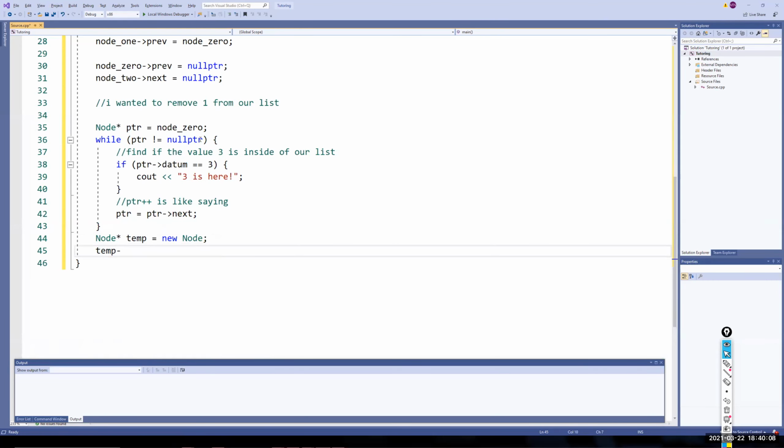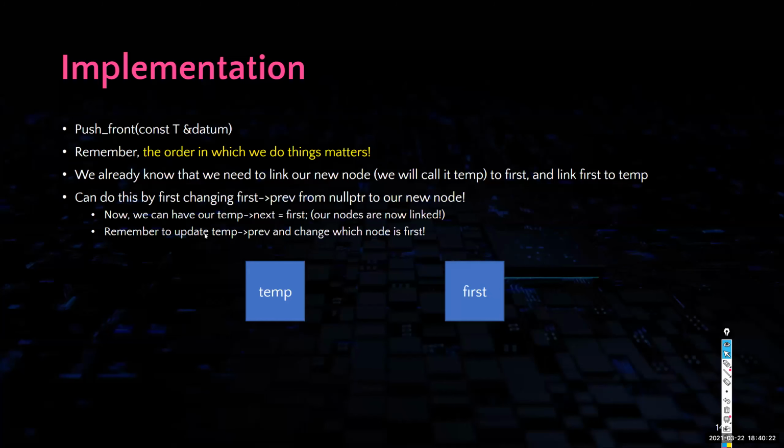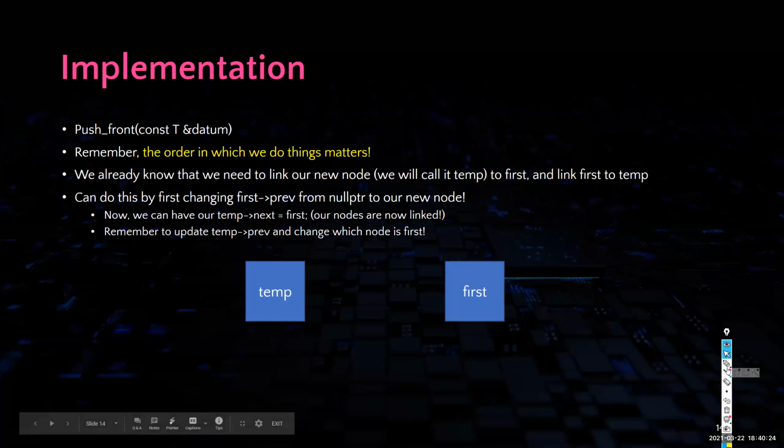I can say temp datum equals the value we passed in, which is datum. Let's define up here datum equals like 5 or something. Perfect. So now we give it the value of datum. I'll show it like this.